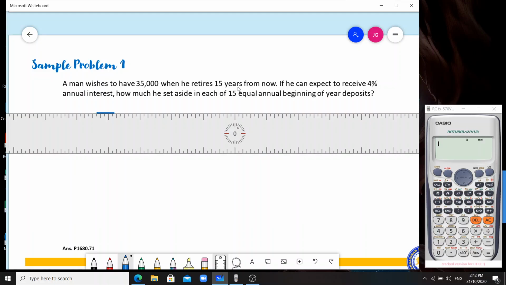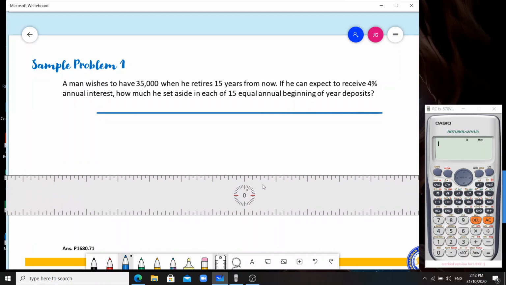Okay, so gawan natin ng cash flow. 0, 1, 2, 3, 4, 5, 6, 7, 8, 9, 10, 11, 12, 13, 14, 15. Yan. So, 0 ngayon at gusto niyang magkaroon ng 35,000. Okay. So, let's say a future worth. Now, magkano daw yung isi-set aside niya? 15 equal annual beginning of year deposit. So, annuity due kasi sabi niya beginning.